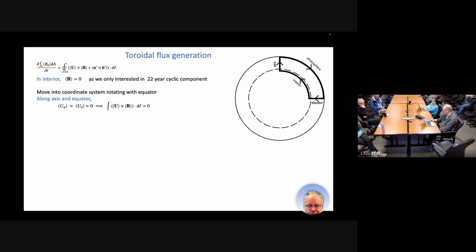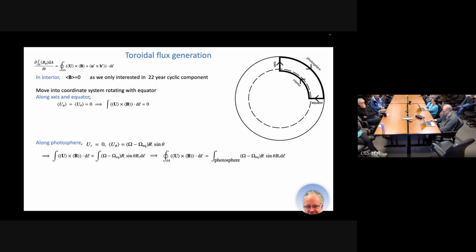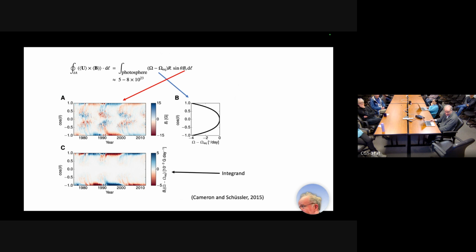The contribution from the axis is small because there the large scale flow and field have to be, well, they've got no phi or theta components. So this leaves us with the contribution coming from the photosphere. And the nice thing about this is all the quantities there we can measure and have been measured. And it's important they have been measured because I won't be measuring them. And this is what they look like.